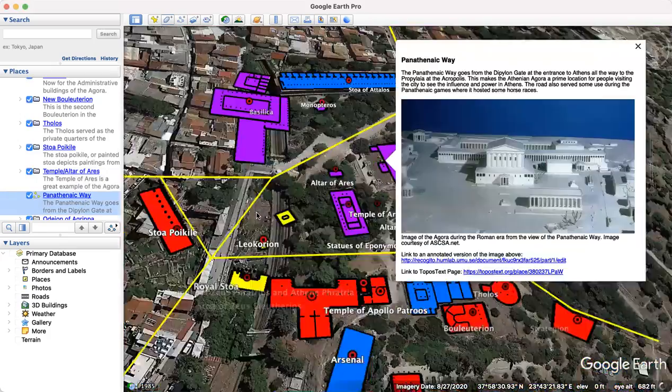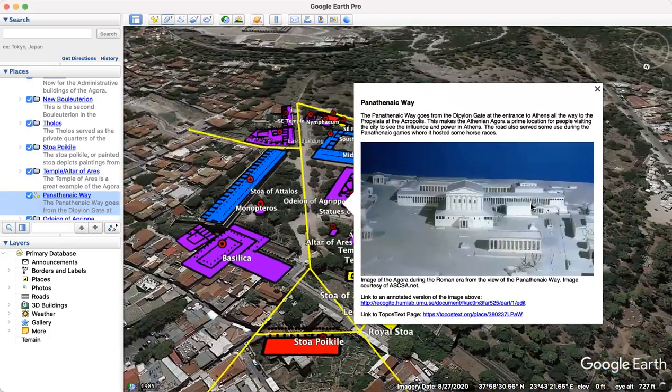Finally is the Panathenaic Way. The Panathenaic Way leads from the Dipylon Gate at the entrance to Athens all the way to the Acropolis, and therefore everyone would have walked through it at some point. Anyone entering the city, anyone going to Athens would have gone through it. Back in the day, it served as a horse racing location and sometimes a foot racing location during the Panathenaic Games. Later, it just became a road to travel through Athens for all to enter through the main gate and get to the Acropolis. However, the Agora is on the way.